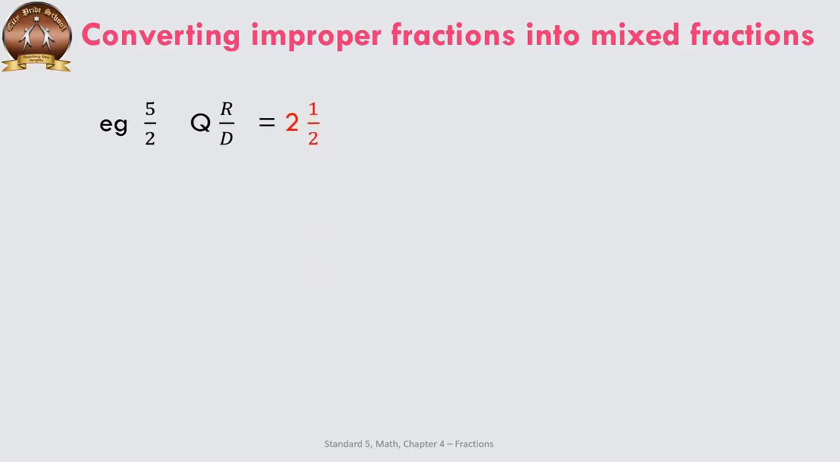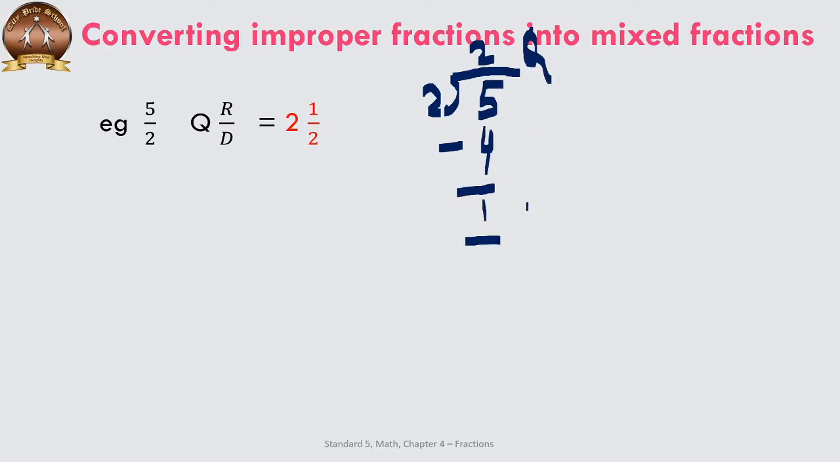So I have an example in front of you. The example has the number 5 upon 2. Now let us not go with QR upon D, I'll first explain it. 5 upon 2 means basically that 5 is divided by 2. If I divide 5 by 2, 2 into 2 gives me 4 and I am left with 1 as the remainder. So this is my Q and this is R and this is D.